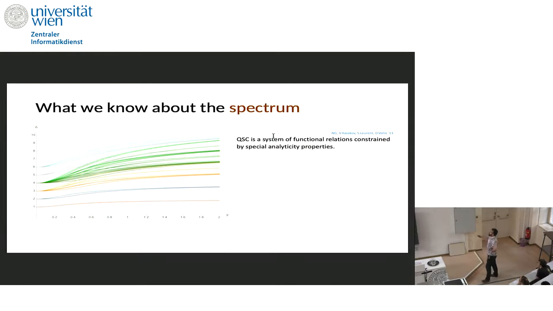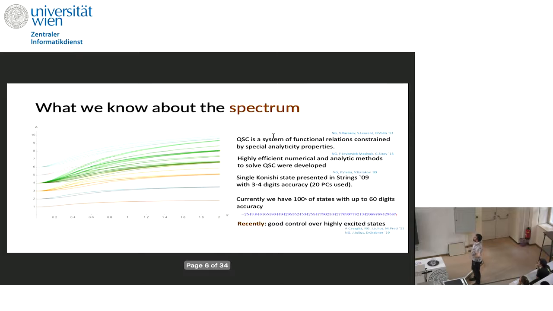The quantum spectral curve, in short, is a system of functional relations, the so-called QQ system, constrained by additional analytic properties. But what's important is that we currently have a highly efficient numerical and analytic method to solve the quantum spectral curve essentially non-perturbatively.